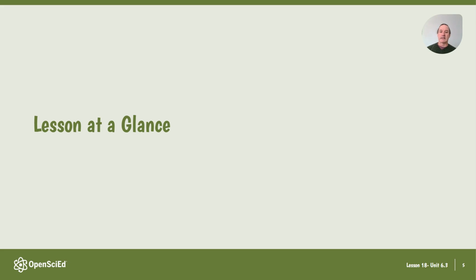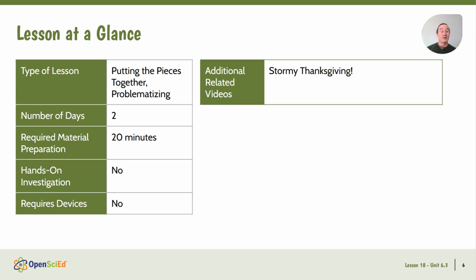Let's take a look at what this lesson entails. This is a 2-day lesson. It is a putting-the-pieces-together type lesson to explain why large-scale storms happen and how we can predict them, but also a problematizing lesson about patterns in storm movement, like why do they go where they go. Materials prep is not a lot. There are some copies you need to make that should be done in color, but they can be done as a class set, so you can use them year after year, and just one video to check to make sure that it works for you on your device.